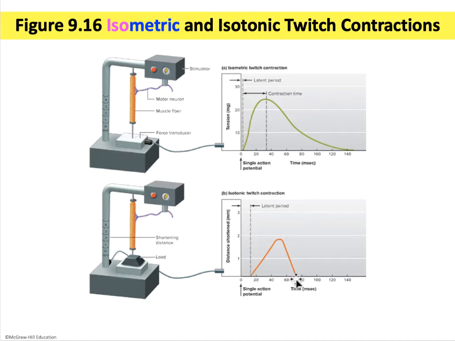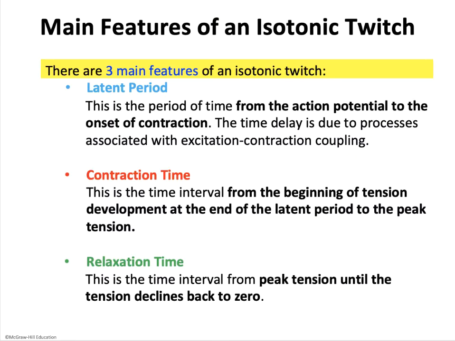But the profile here represents the effects of this chemistry on the mechanics of the muscle. For any muscle lifting a load, there are three segments to that isotonic twitch. The first is the latent period. That's the force generating stage to overcome the load. Then we have the contraction time.